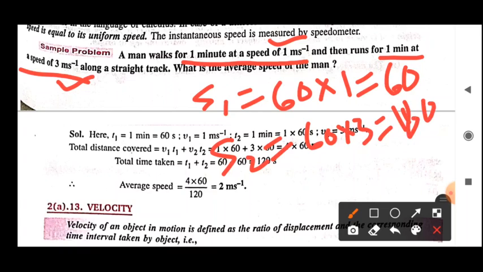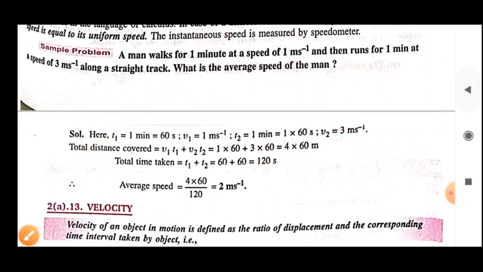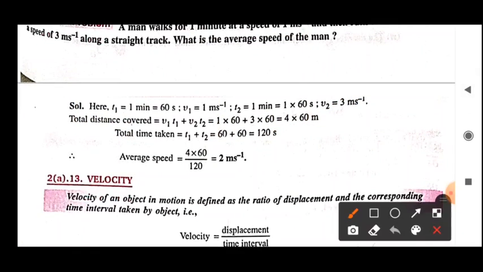Now the total distance will be what? S1 plus S2. So let's just take their addition. So obviously this will be equal to 240. So the total distance, 180 plus 60, is 240, upon total time. So what was the time? Here we see 1 minute, and again another 1 minute, meaning we have 2 minutes of time. 2 minutes converted into seconds will be equal to 120 seconds. And now if you solve, you can find the average speed, which is equal to 2 meter per second. So here this is our average speed.